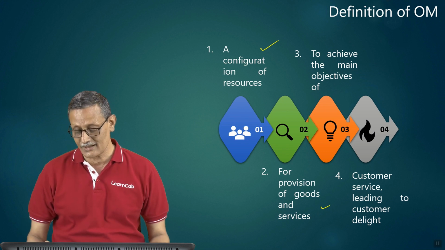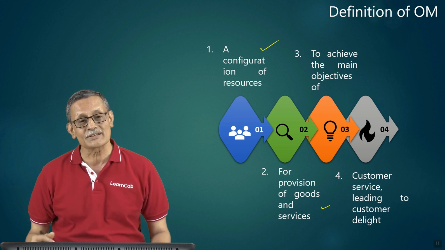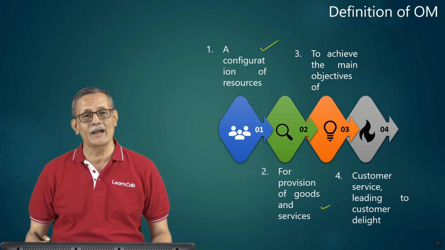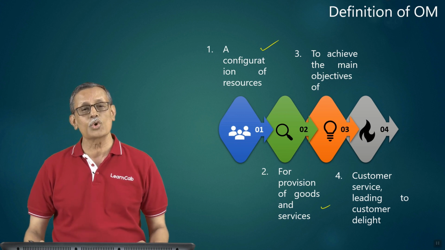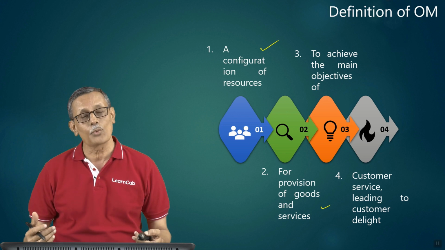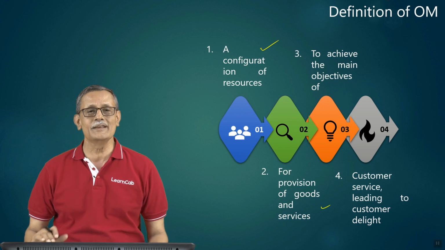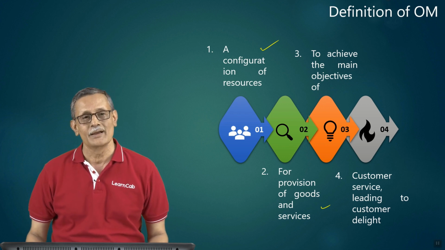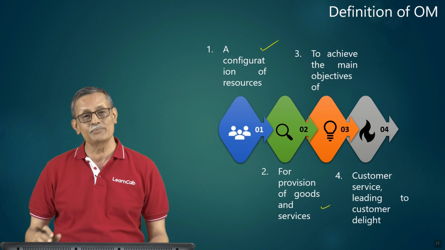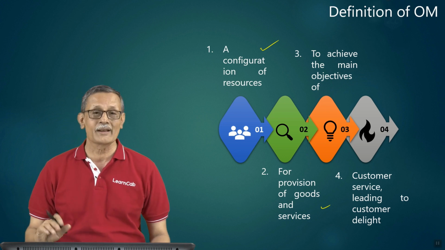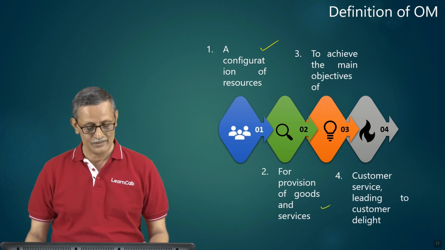The fourth definition says customer service leading to customer delight. What is customer service and what is customer delight? The idea of providing all these goods and services is to make the customer more comfortable, give him a better quality of life and a better living. Ultimately that leads to satisfaction of the customer, and we say delight of the customer. He must be happy to see a product, yearn to buy more of your product and recommend it to others. These are all parts of the definition of operations management.